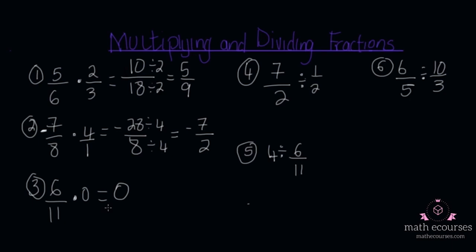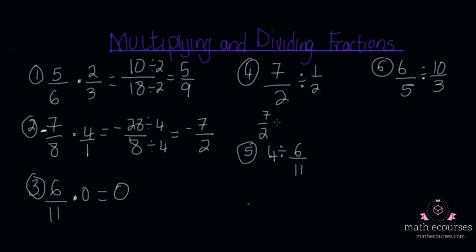Now we're going to get into dividing fractions. When you divide a fraction, you need to change the division to multiplication and get the reciprocal of the second fraction, the fraction that you are dividing. A reciprocal is just the same fraction flipped. So you're going to switch the numerator and denominator. So for number 4, I have 7 over 2. You're going to keep that fraction.